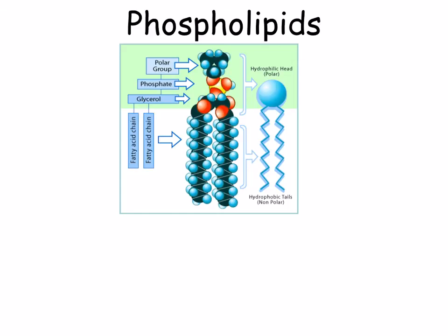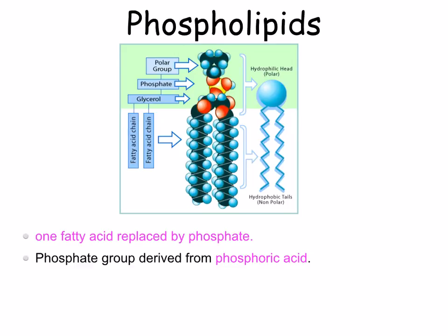Okay, phospholipids. Phospholipids have the same structure as glycerides, except one fatty acid has been replaced by a phosphate. The phosphate group has been derived from phosphoric acid, so that it forms a phosphodiester link. So have a look at this diagram. You can see that the phosphate head is polar, so it's at the top. It's joined to glycerol by a phosphodiester link, and then the glycerol is joined to 2 fatty acid chains by ester linkages. So if you were to draw it, you draw a circle with 2 zigzag tails.